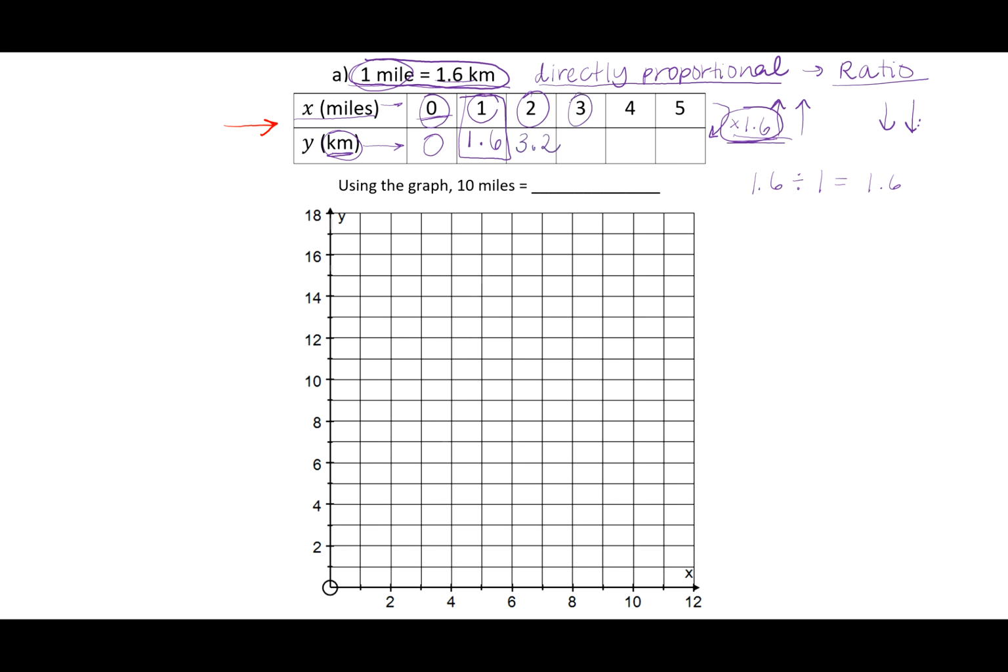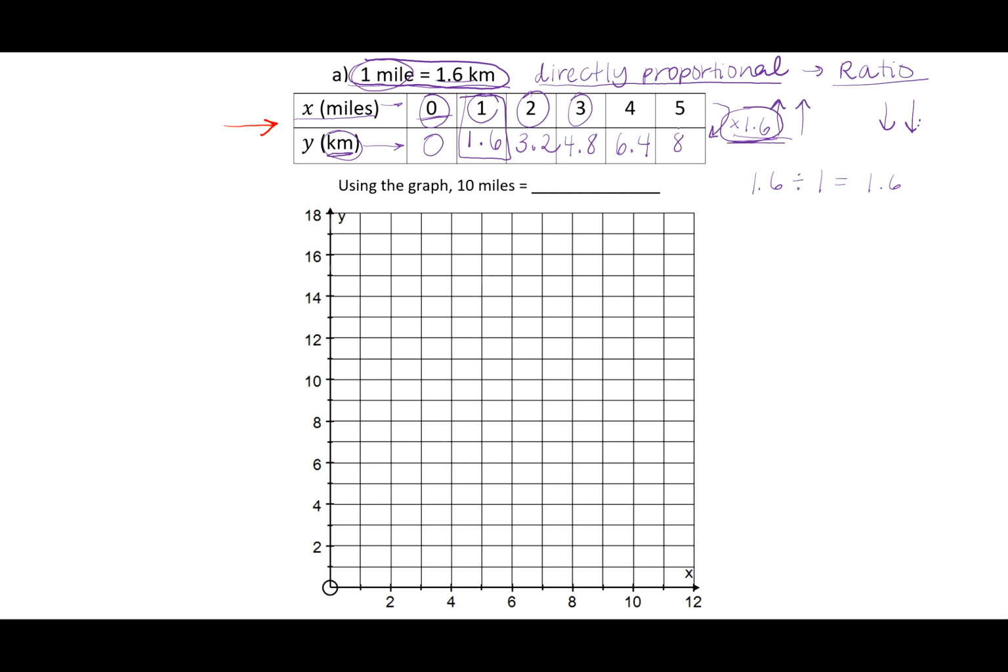Next, let's look at 3. If I've traveled 3 miles, I multiply by 1.6 to find the number of kilometers traveled, 4.8. Next, I have 4 miles, times 1.6 to find the number of kilometers, that's 6.4. And last, 5 times 1.6 to find the number of kilometers is 8.